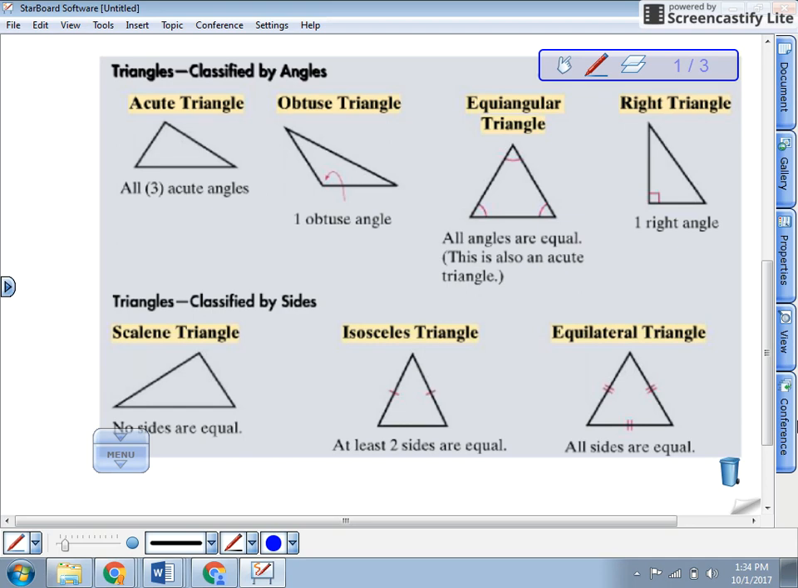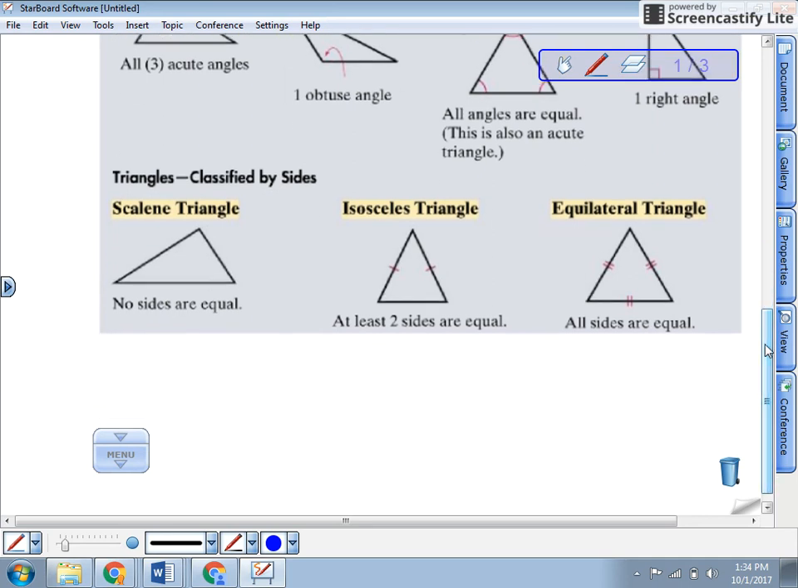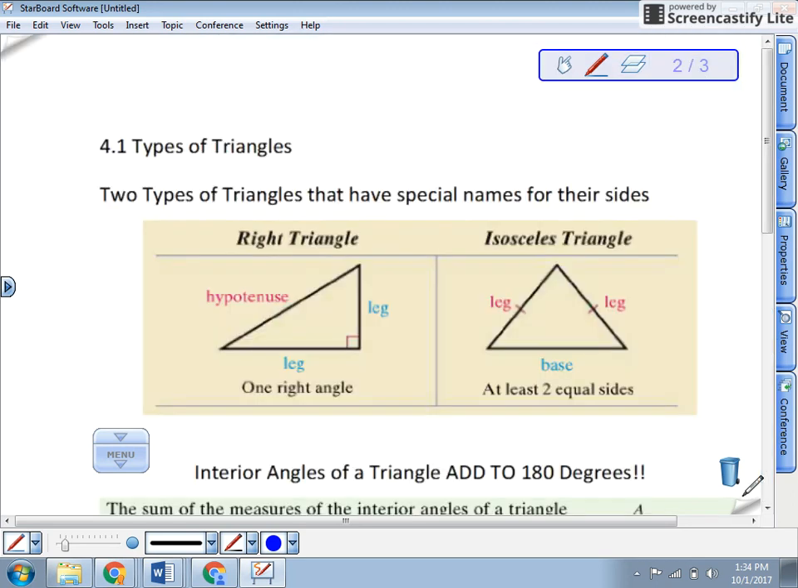And then classifying triangles by their sides. Scalene, isosceles, and equilateral. Scalene, no sides congruent. Isosceles, at least two sides. And equilateral, all sides are equal. And there are our tick marks. Remember that if they have the same tick mark, that means they're the same measure. So one goes with one. These all have the same number of tick marks. Keep that in mind.